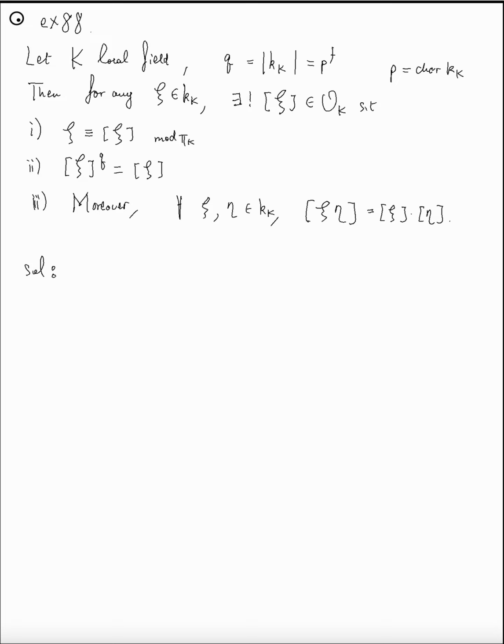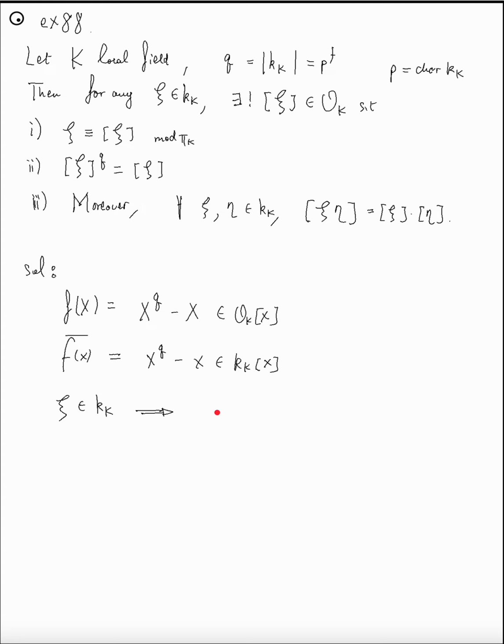Okay, so we prove this. What we do is we're going to use Hensel's lemma. So we consider f(x) equals x to the power q minus x as a polynomial over K. Notice its reduction modulo the uniformizer is x to the power q minus x in the residue field coefficient polynomial ring. And so by finite field, ξ is in the finite residue field if and only if it is a root of this f bar.